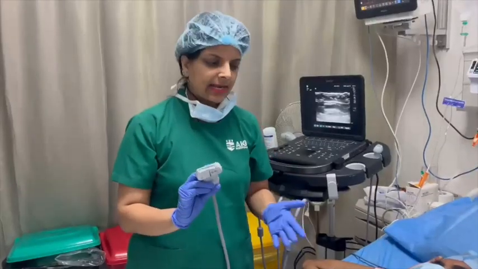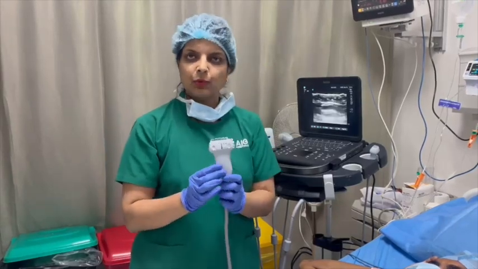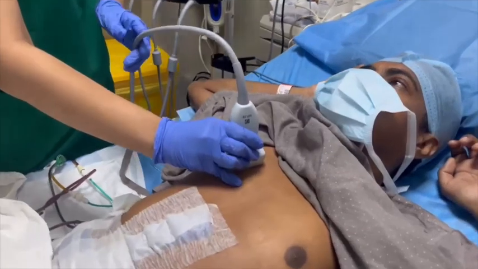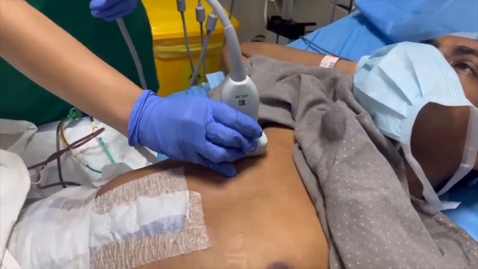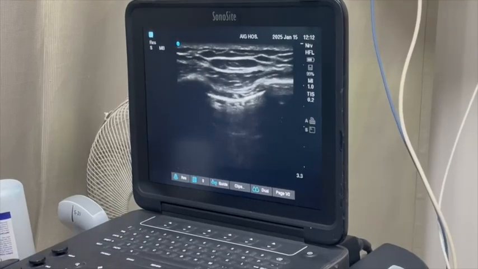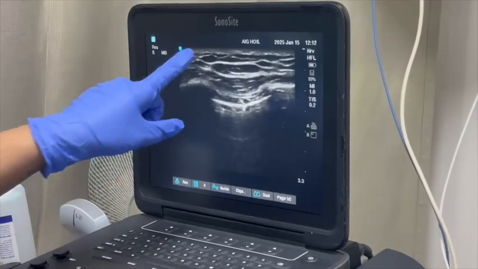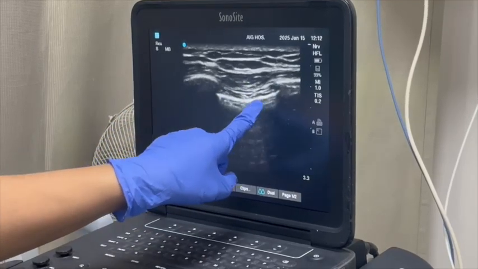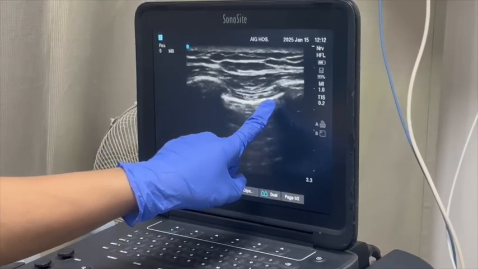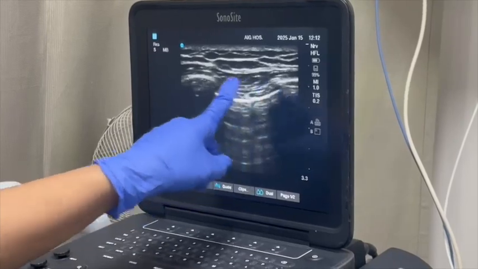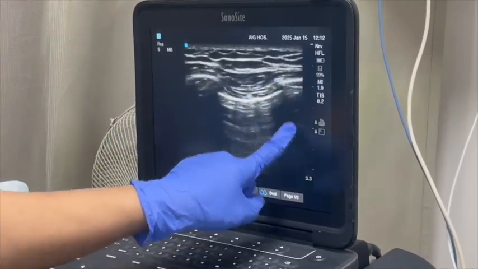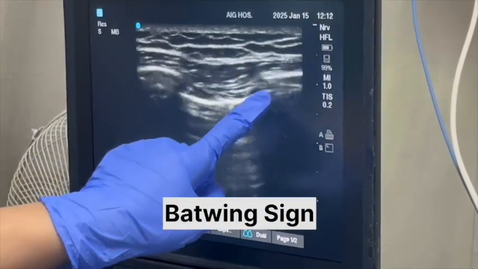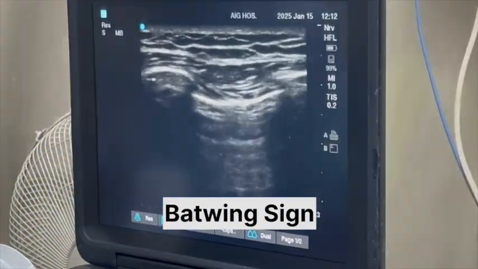So let's start scanning the lung. I'm using the linear probe, which is a high frequency probe. I'm putting it at blue point 1. As you can see, the first sign is the bat sign. This is the classical bat sign. This is the skin, subcutaneous tissue, muscle layer, and this white hyperechoic line is the pleural line. And these are the 2 ribs with the shadows. As you can imagine, this is the bat. This is how the bat is formed. That is called the bat sign.